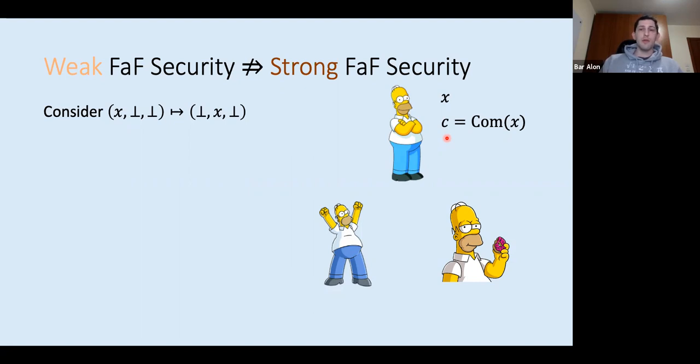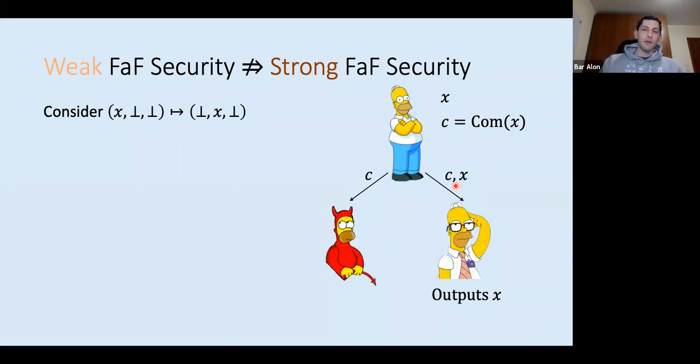So the protocol is going to be the following. After P1 computed this commitment C, he will send it to both of the parties. He will broadcast it. And to the correct party, the second party, he will also send the original input X. And then this party will simply output X. So we just send the commitment for no reason. That's the protocol. I claim that this protocol is weak FaF secure, but not strong FaF secure.